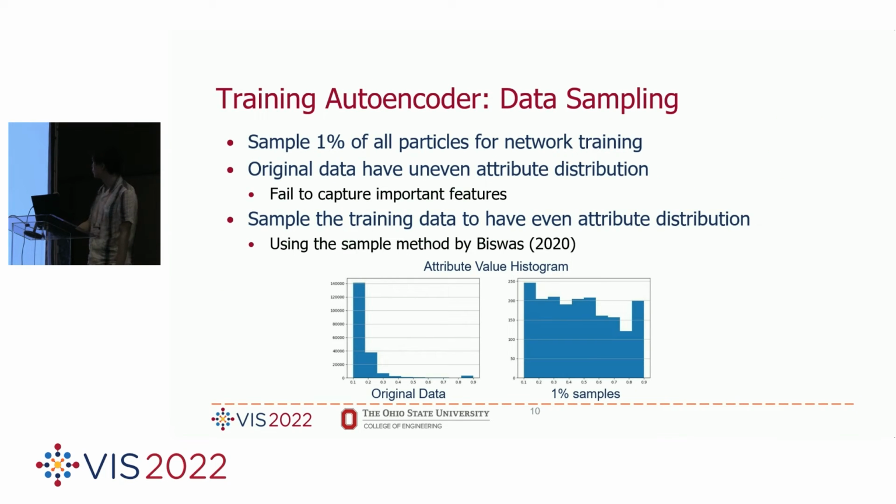To train this network efficiently, we sample about 1% of all particles to form the training data. The original data usually have uneven attribute distributions. As the left figure shows, the attribute distribution from one of our experiment datasets is uneven. So we found that direct training on this unevenly distributed data may fail to capture some interesting features. So we use a sample method from a previous work by Biswas to sample the training data to have even distributions. The right figure shows a histogram after this sampling process.